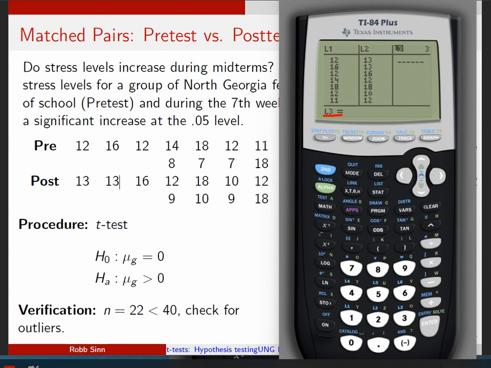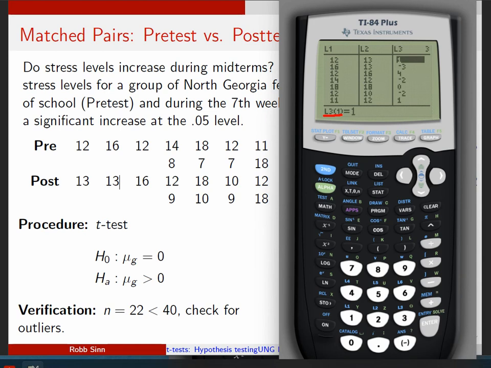Well, if you remember, gain equals post minus pre. So my post is in L2, and my pre is in L1. So what I want is L3 equals second L2 minus second L1. And when I hit enter, it fills in the third column. And these are my gain scores. You can see I scrolled to the bottom because there are a bunch of positive ones at the bottom. And you see some negatives and some positives. Okay, but those are my gain scores.